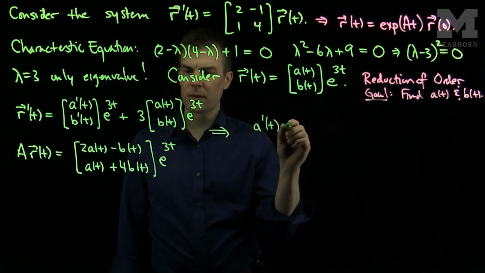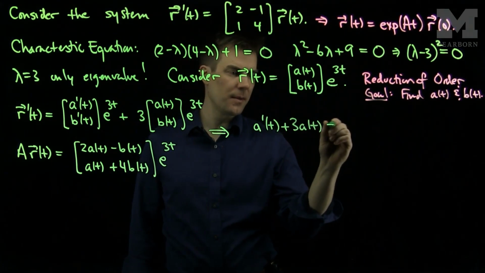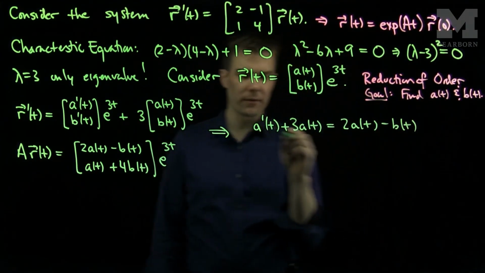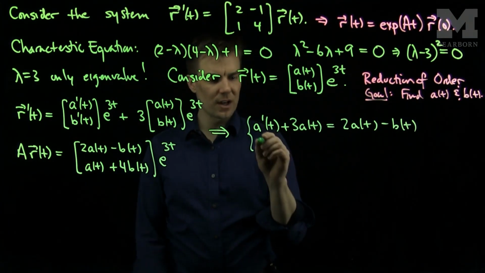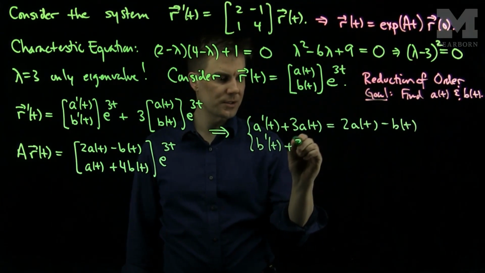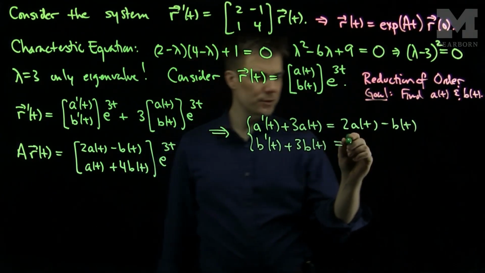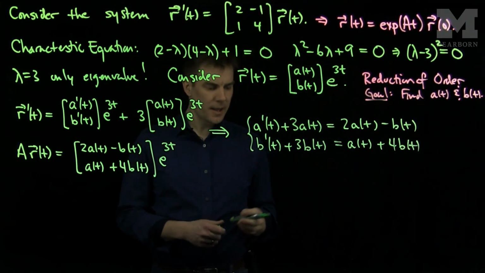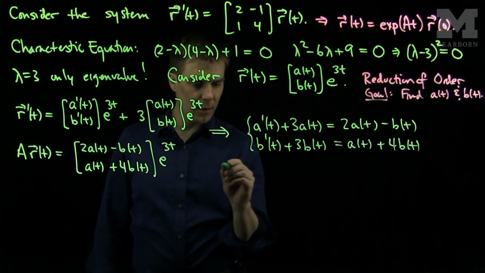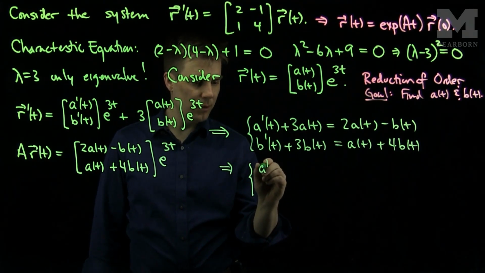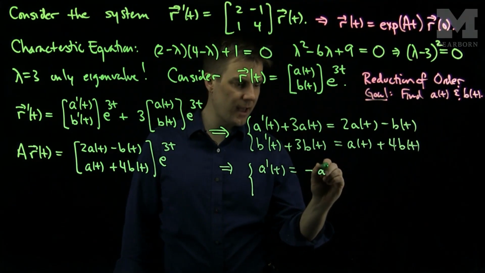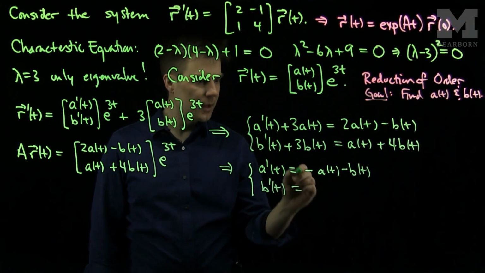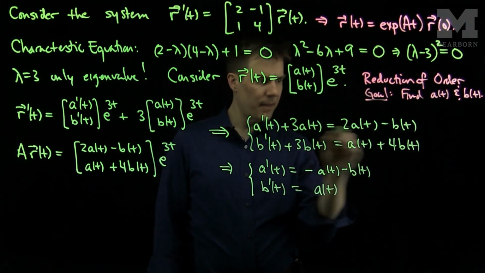Now we see that these two vectors have to be equal, which implies that A prime of t plus 3A of t is equal to 2A of t minus B of t from the first entry of my vector. The second entry of my vector will tell me that B prime of t plus 3B of t is equal to A of t plus 4B of t. I can simplify these to say that they're exactly equivalent to A prime of t is equal to -A of t minus B of t, and B prime of t is equal to A of t plus B of t.